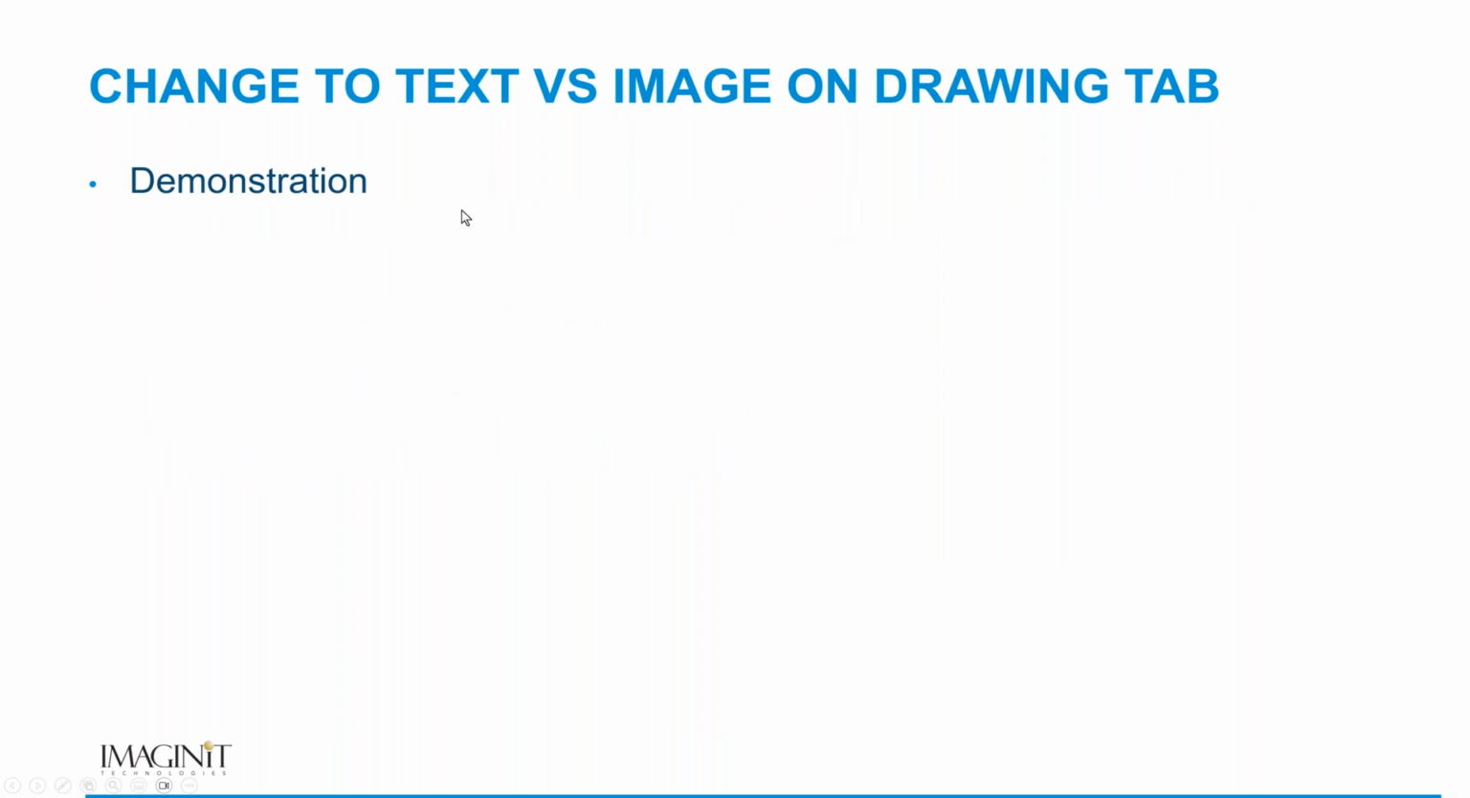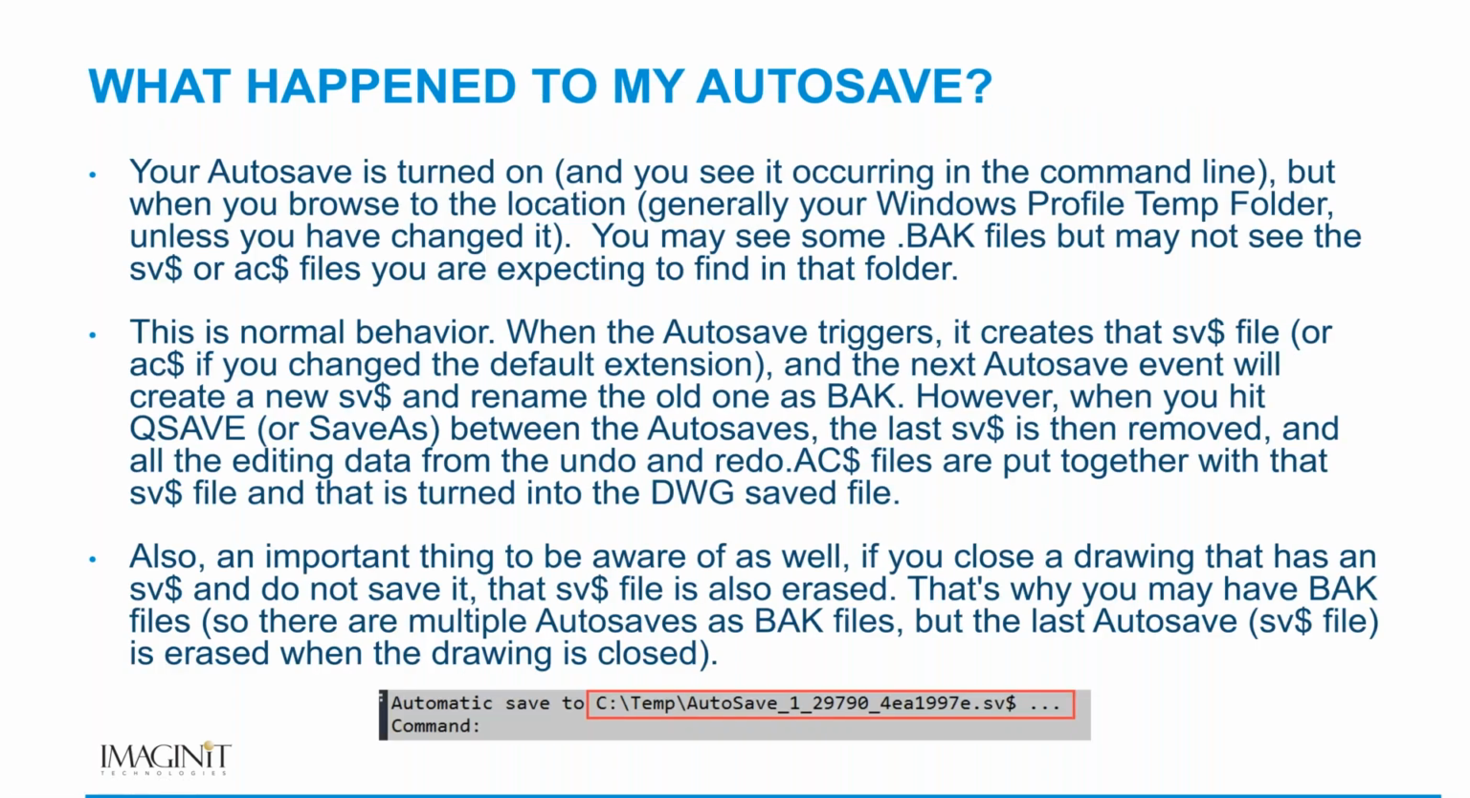Now, let's talk about the elephant in the room. Your AutoSave is turned on and you see it occurring in the command line. But when you browse to the location, it's generally in your Windows profile temp folder, unless you've changed that. You may see some BAK files, but you may not see the SV$ or AC$ you're expecting to find in that folder. So my automatic save occurred here.